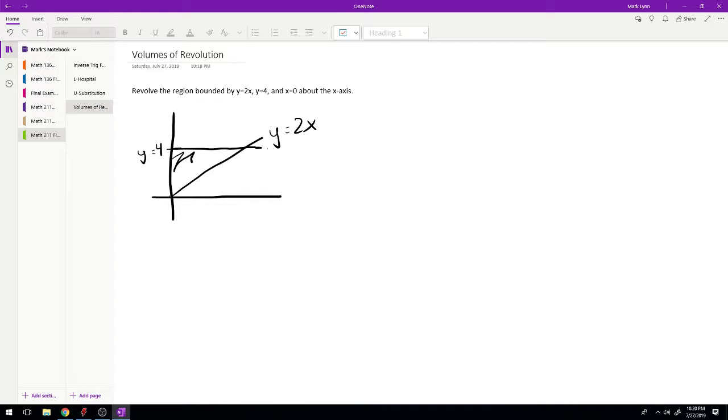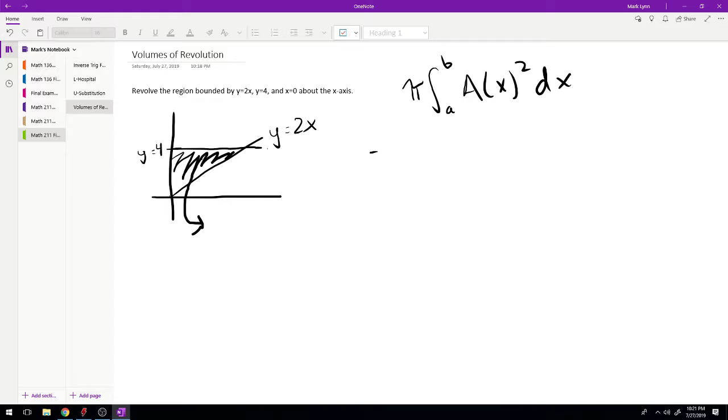So this shaded region here is what we're hoping to rotate about the x-axis. In this case, instead of using the disk method, it would be the washers, because we would have this inside region that's missing. If you recall, when we're using the disk method about the x-axis, the formula is going to be pi times the integral of the area squared. I just like to think of it as the area of a circle, pi r squared.